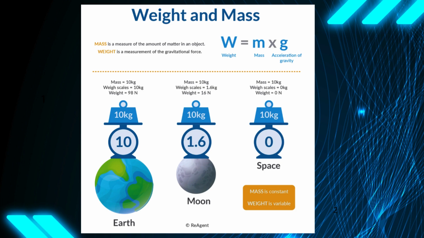Remember, students, mass is constant. It never changes. Weight changes depending on the gravitational pull. That's why astronauts float in space. Their mass is there, but their weight nearly disappears.